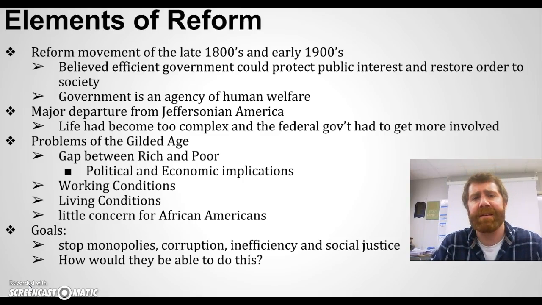Why did this Progressive Era, or this reform movement, happen in the first place? It happened because of some of the problems that the Gilded Age presented to American society. Number one, the gap between rich and poor.